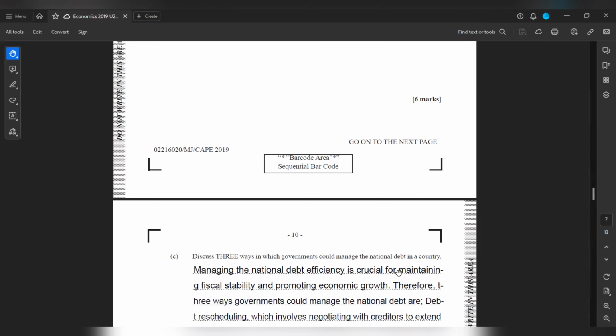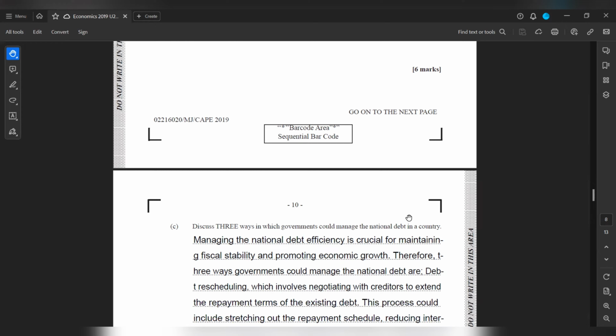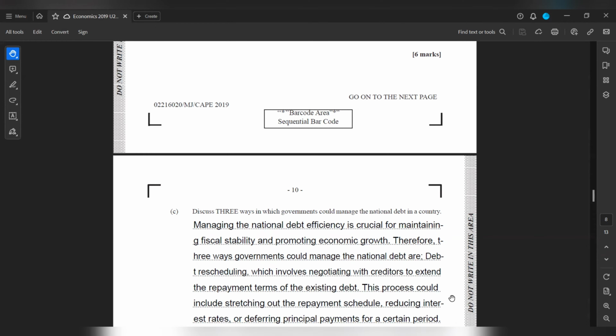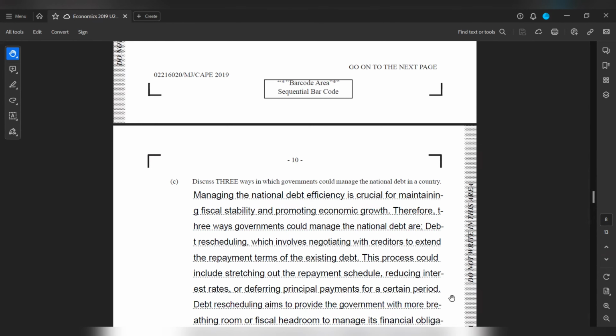Managing the national debt effectively is crucial for maintaining fiscal stability and promoting economic growth. Therefore, 3 ways governments could manage the national debt are debt rescheduling, which involves negotiating with creditors to extend the repayment terms of the existing debt. This process could include stretching out the repayment schedule, reducing interest rates, or deferring principal payments for a certain period.